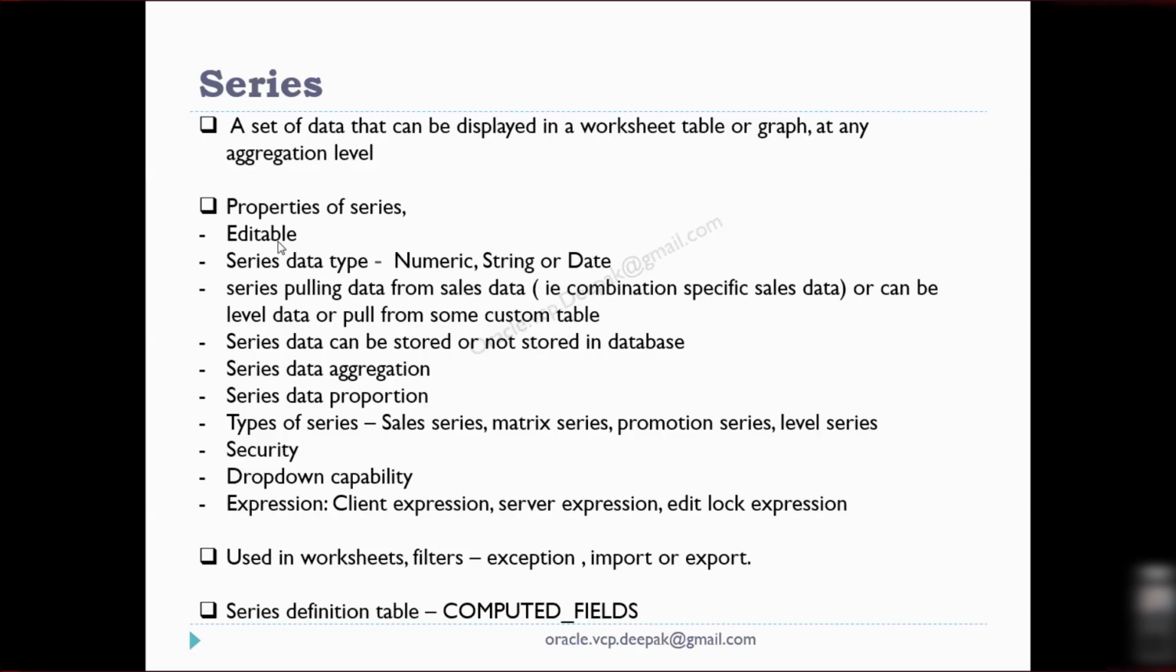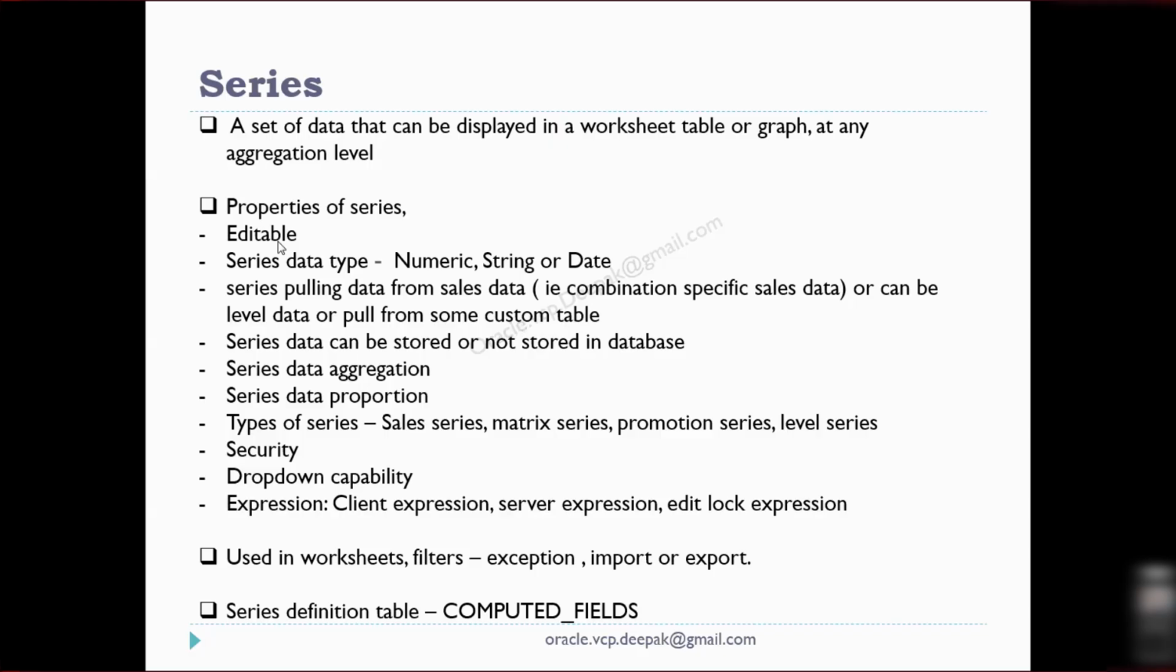And some series data will be stored in the database, some series data will not. Some series data will be calculated on the fly by using some formula, and some will be stored in a database. Then some series data can be aggregated, and series data can be proportionated. Whenever the higher level is selected, it aggregates. Whenever you amend any forecast at a higher level, it has to proportionate to the lower level. So that definition should be there.